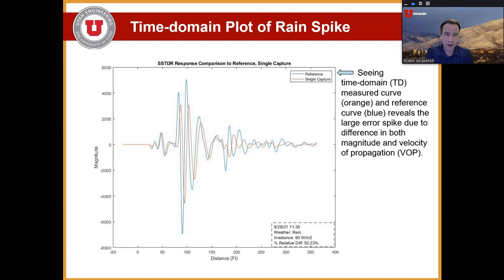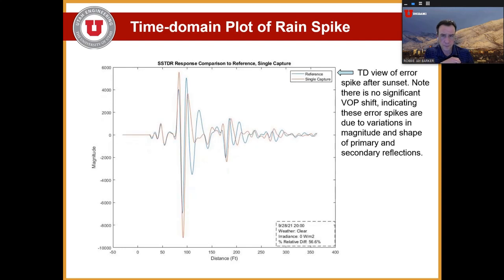We see that that error is primarily due to a shift in velocity of propagation, which correlates to a shift in the distance that's measured by the SSTDR response. And so this is obviously going to cause a large error in our response. And to correct for that, in order to properly monitor a system of solar cells, we would have to correct for that.